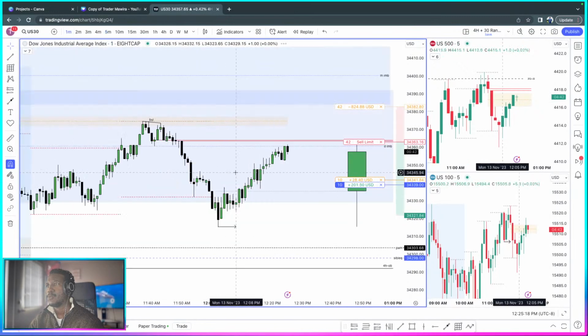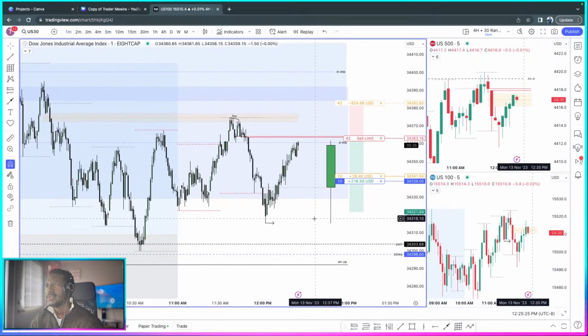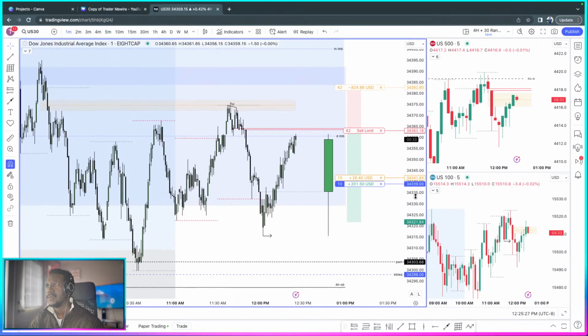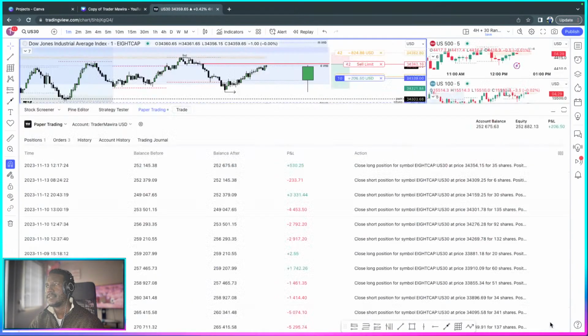Okay, what will happen now? Will they trade above this 30-minute range? Do they have to? Do they have to? Because I want to take my full 1%. 252, 675.